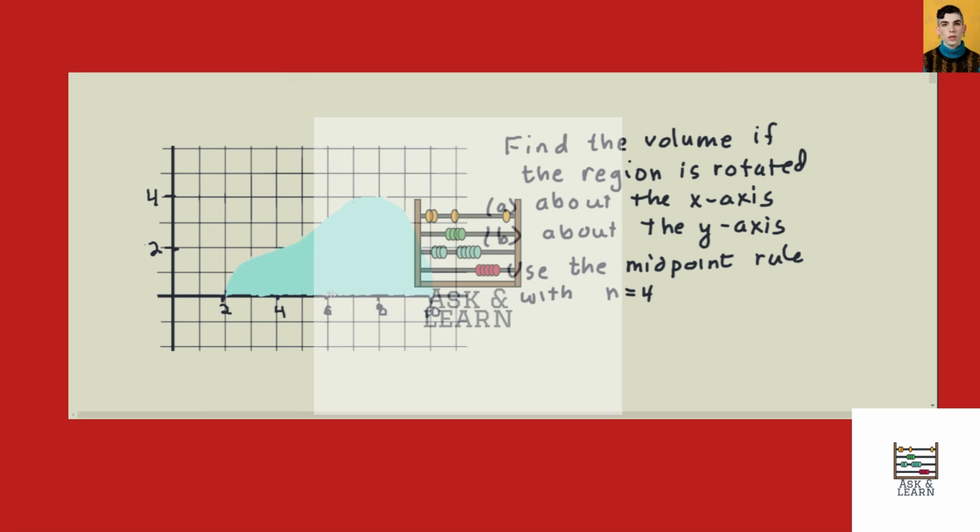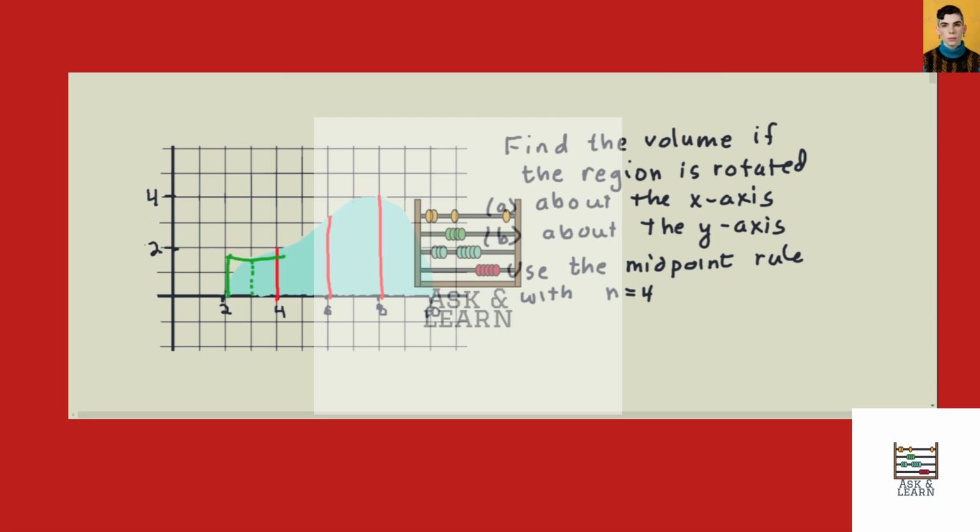Suppose we rotate this shape around the x-axis, find the volume of the region, and we're going to do that by using the midpoint rule with n equals 4. This goes from 2 to 10, so the width of each one needs to be 2. Here will be the first slice, the second slice, the third slice, and the fourth slice. Then we're going to use the midpoint to find the height of the slice.